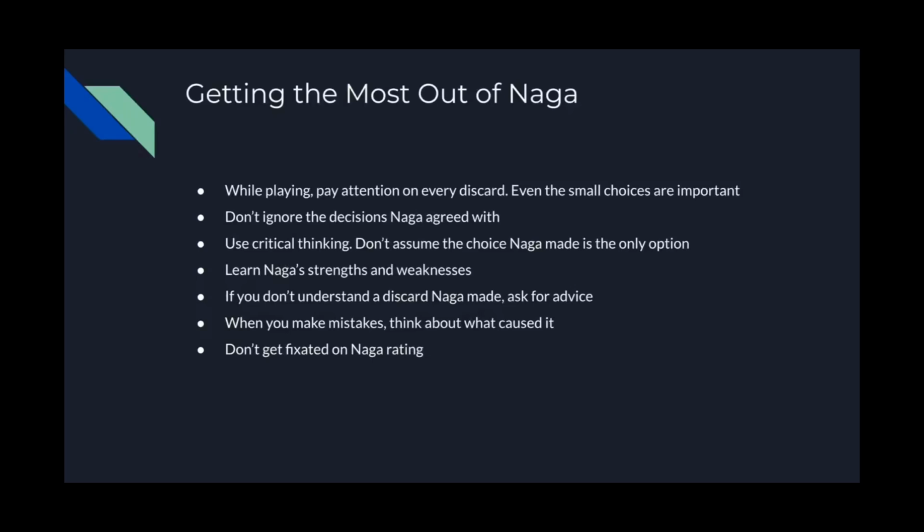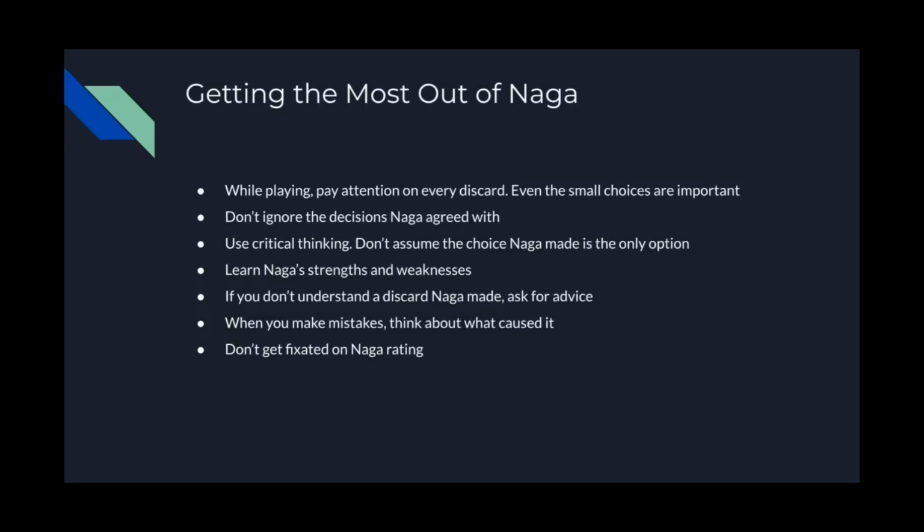And I think for the most part, if it's an efficiency discard, you can just trust Naga. But there are some situations, which we'll get into later, like towards the end of a game, like South 4, where maybe you don't just want to blindly trust Naga. So understand what Naga is good at and what it's weak at, so you know how much to trust Naga.